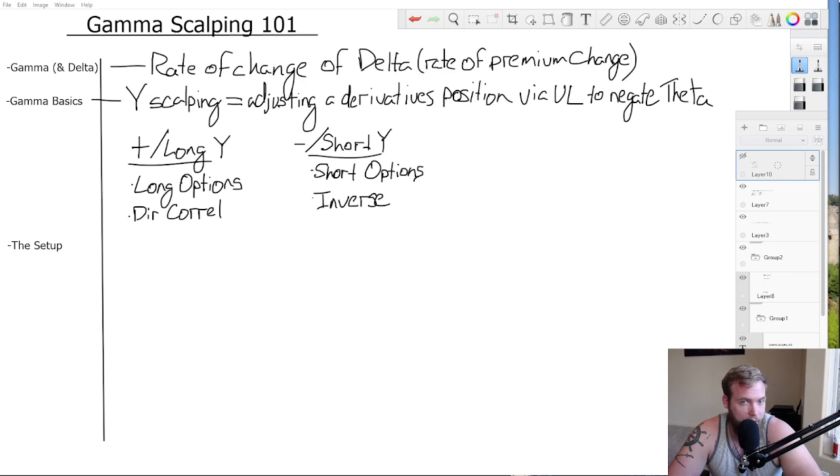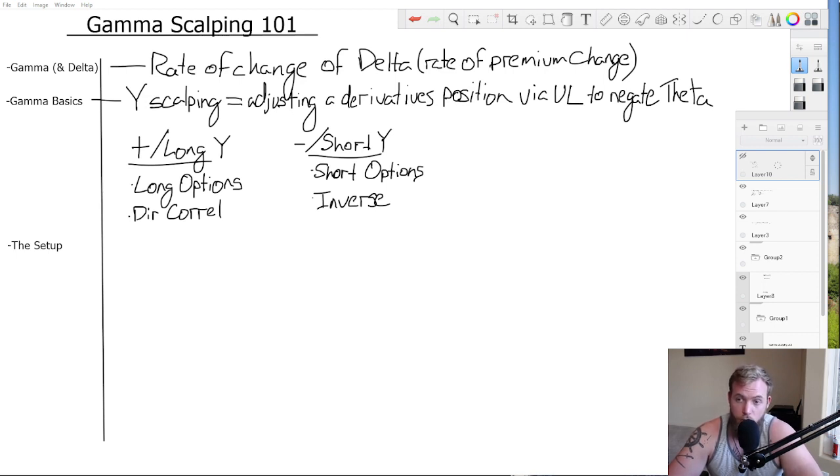In a nutshell, gamma scalping is the idea where we have a derivative position and we use the underlying, whether it's long stock or short stock, to negate the effect of theta. So the cost to carry a long options position. And notice how I mentioned the cost to carry a long options position. I say that because in general, gamma scalping is focused more on a long options position, not saying it's exclusive. There is inverse or reverse gamma scalping, whatever you want to call it.